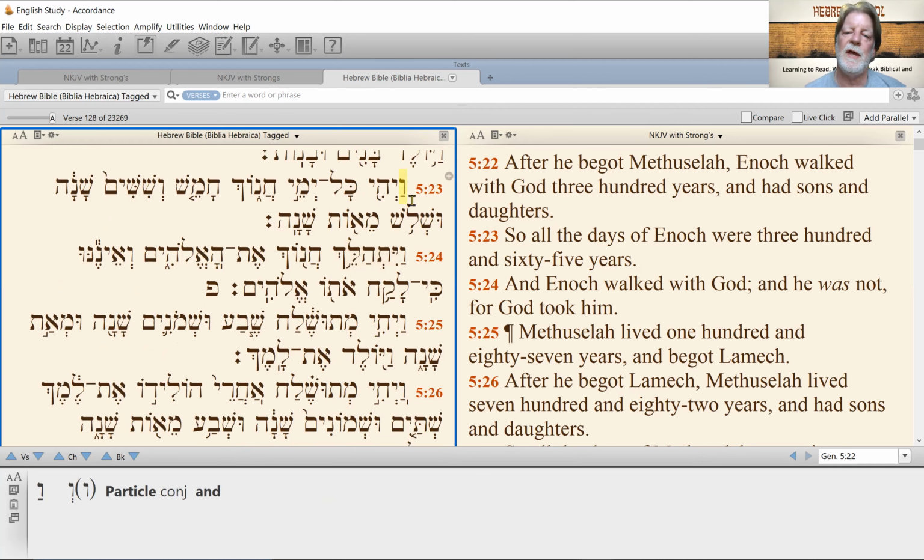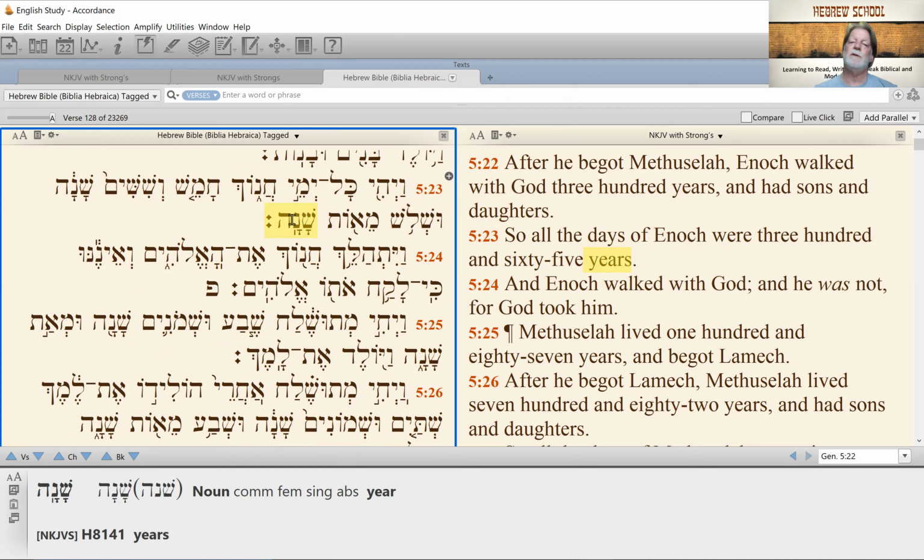Vayehi, and he was, or they were, called yamei Hanok, all the years of Hanok or Enoch, chamesh v'shishim shana, 65 years, and shalosh meot shana, 300 years. Now, I would expect that this sentence would end with, and he died, but it doesn't say that.